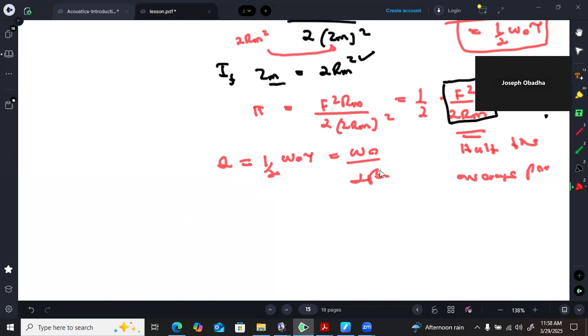So this ends this slide. Our next slide will be very short. We'll discuss the equivalent electrical and mechanical circuits. Then we'll have solutions to some few tutorials before we discuss the acoustic systems and relate them to the mechanical systems.